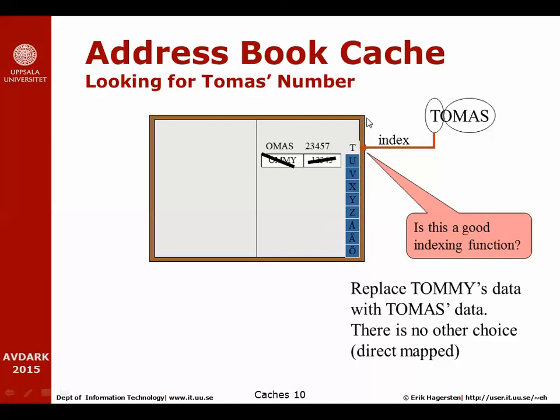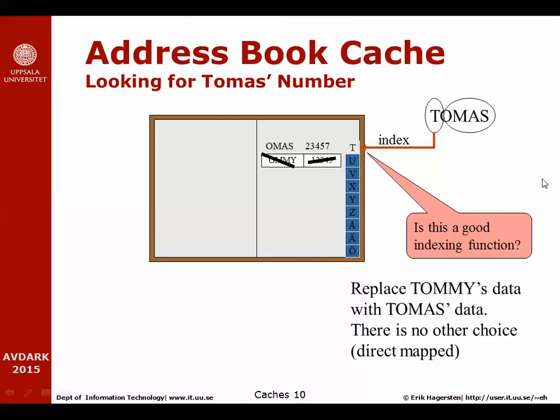And since we use an index function that is more likely to contain the letter A than the letter Z, we're not going to use our pages in our address book in a very smart way. The other reason is that the first letter of somebody's name is not very uniformly distributed. For example, my last name is Hagersten, starting with an H. That means that the page H in my address book is completely full with all my relatives. So it's really hard for me to fit anything there.